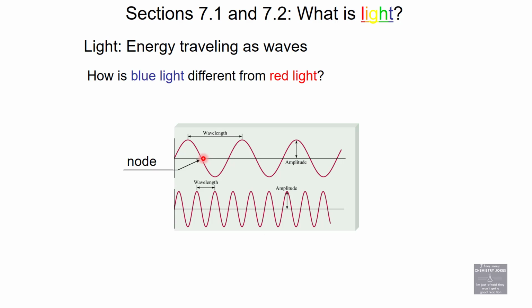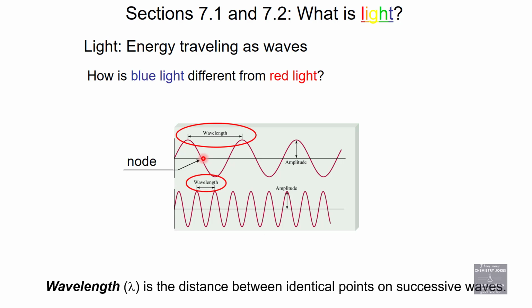Red light and blue light differ based on their wavelengths. A wavelength is the distance between identical points on successive waves. So here are two wavelengths that have already been measured. It's from one crest to the next crest, from one crest to the next crest. You could also measure from one trough to the next trough.